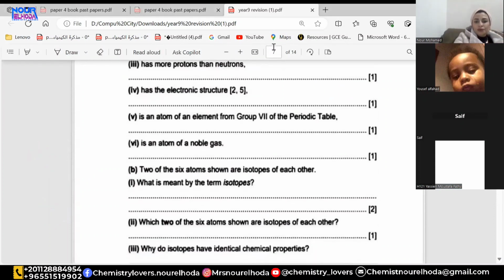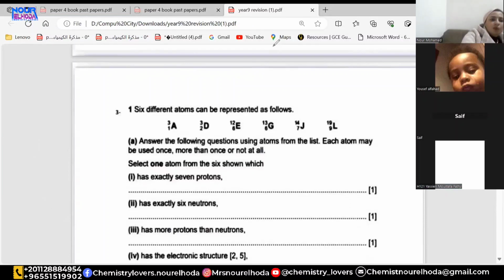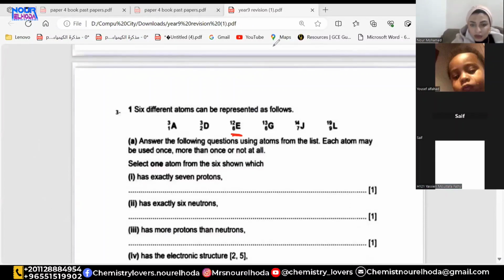Let's continue. Here, what's meant by isotopes? Atoms of the same element, having the same atomic number with different mass number. Or atoms of the same element, having the same number of protons, but different number of neutrons. So which 2 of these atoms are isotopes? To check which ones are isotopes, I'm going to choose 6 and 6, because both of them are E and G. Both of them have the same protons but different neutrons.